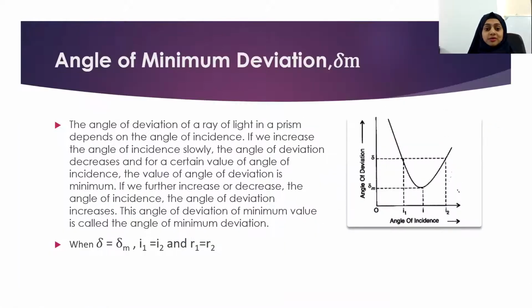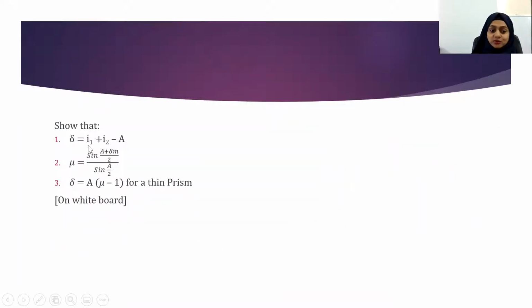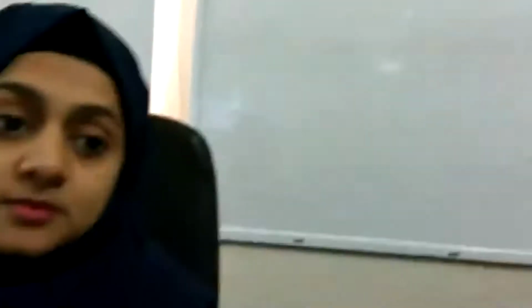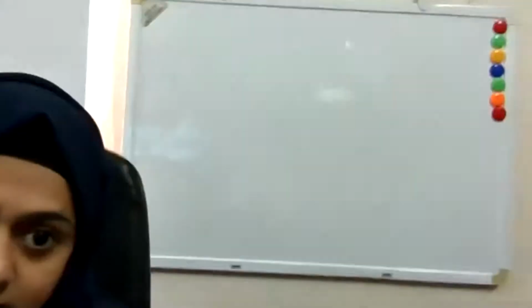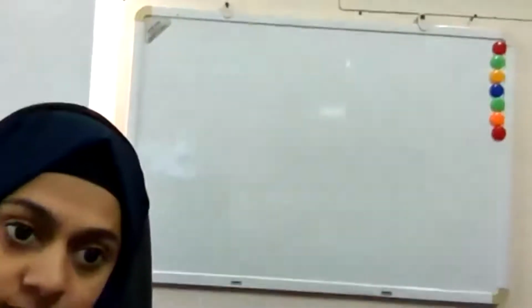So now I will show you a few relations on the whiteboard. To derive each of these relations, I will have to draw the figure on the whiteboard. So I'm stopping the sharing of video, and let us see the whiteboard. Can you see the whiteboard clearly now? Yes, teacher, we can.